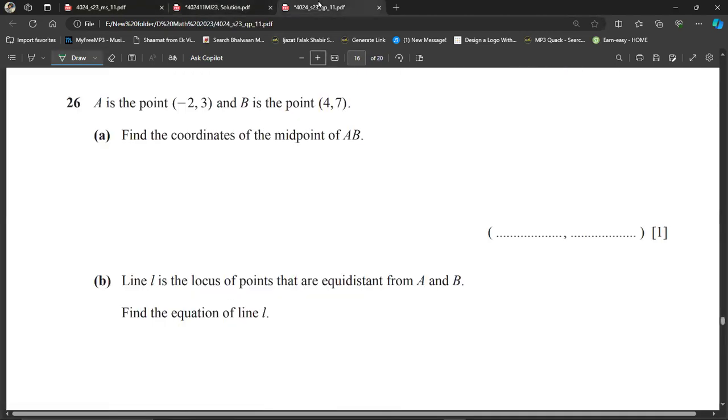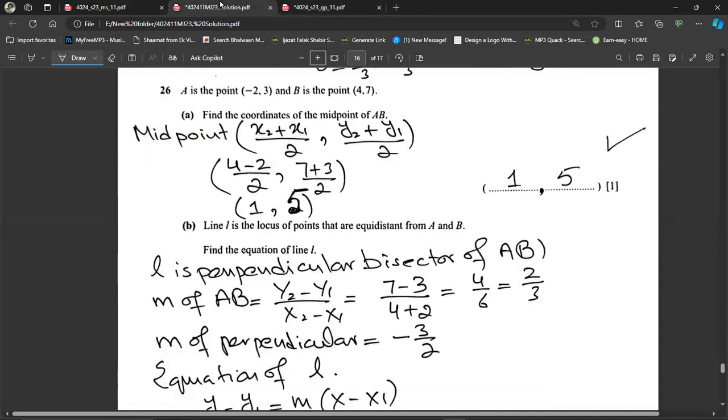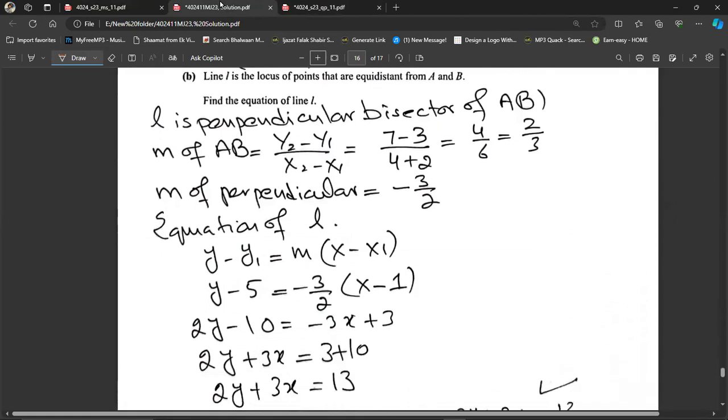Line L is the locus of the points that are equidistant from A and B. The points which are equidistant from two given points, that locus is the perpendicular bisector of that line. Find the equation of the line L. So it's the perpendicular bisector of the line AB. So that line passes through the midpoint, and we know the midpoint. And the gradient of the line L will be the reciprocal of the gradient of AB, since L is the perpendicular bisector of AB.